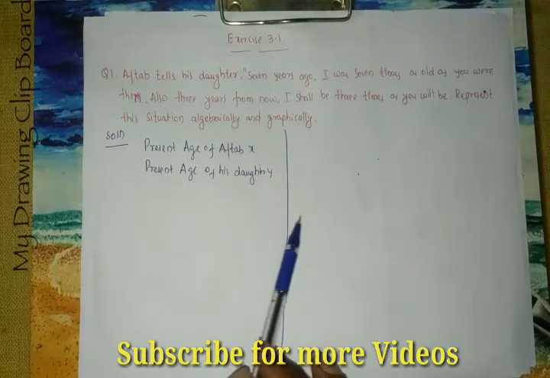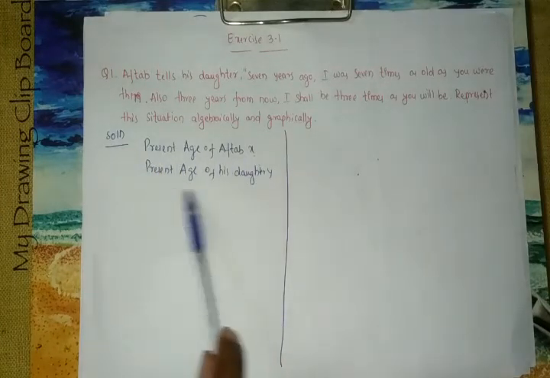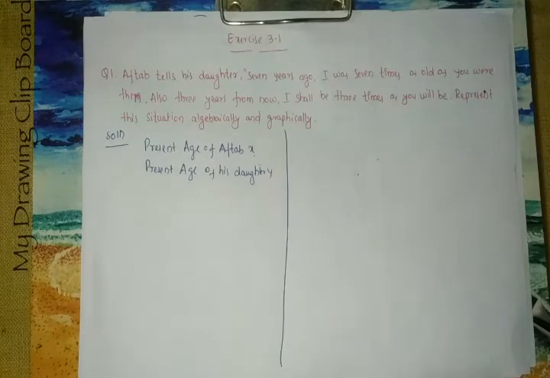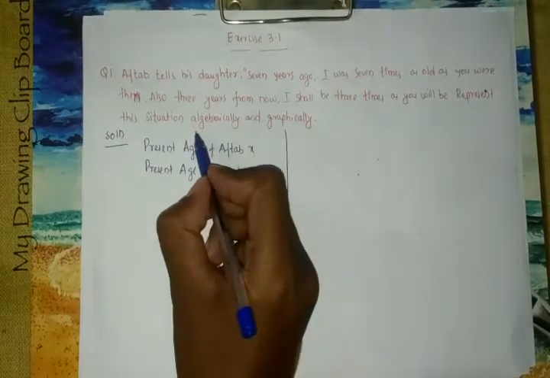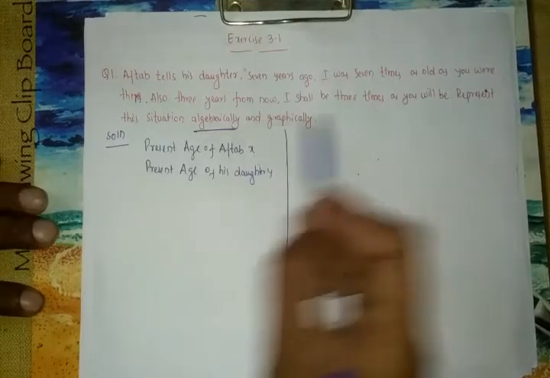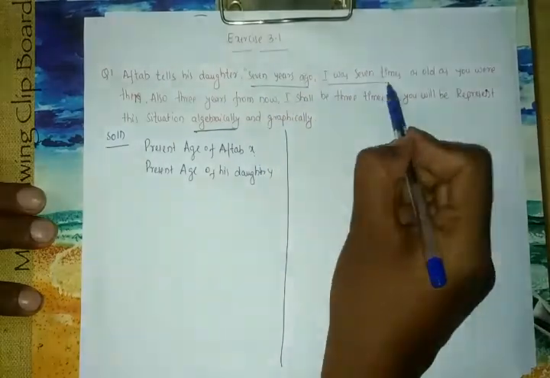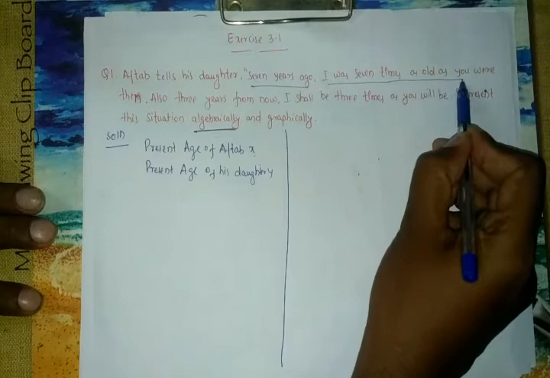The variable is age. The age of the father is one variable and the age of the daughter is another variable. Two situations are given. With each situation we have to get an equation algebraically, and we have to plot the equation graphically. So here the situation says, 7 years ago Aftab was 7 times as old as his daughter.